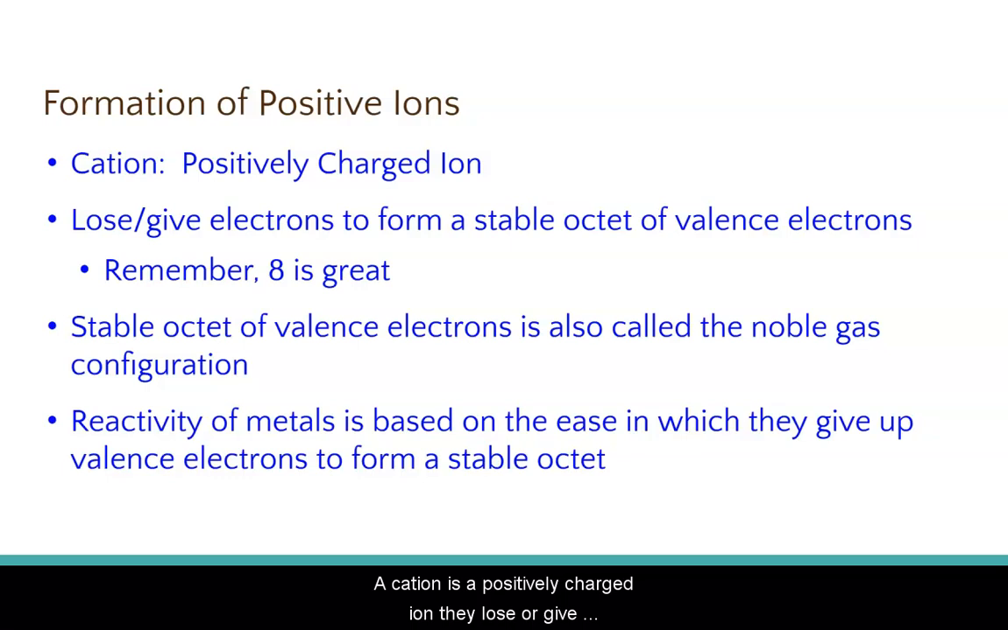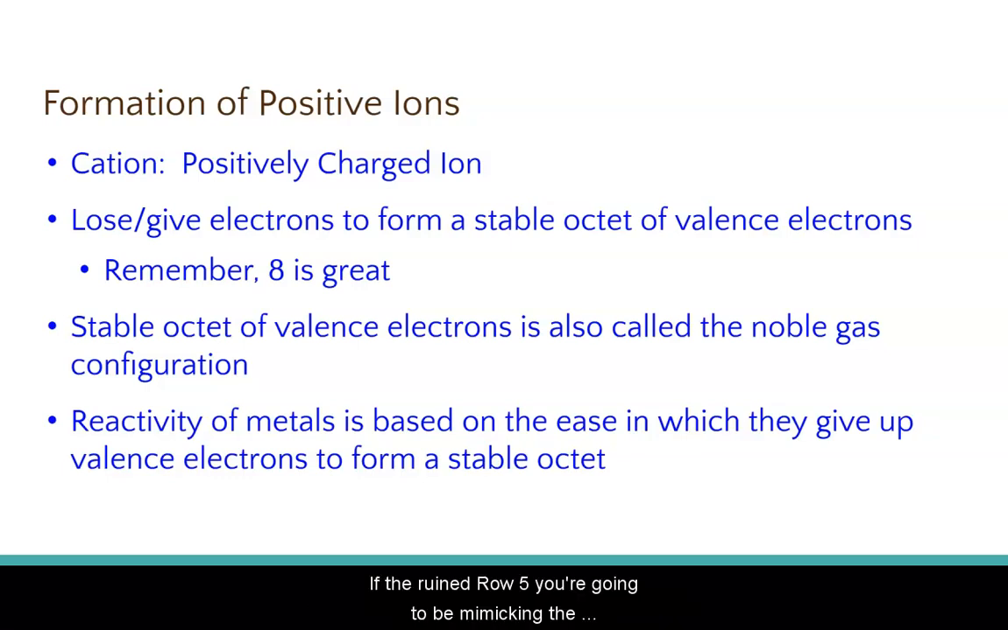A cation is a positively charged ion. They lose or give electrons to form a stable octet of valence electrons. Please remember that 8 is great, and they're doing this to mimic the noble gas in the row above them. So if they're in row 4, they're going to be mimicking the noble gas in row 3.